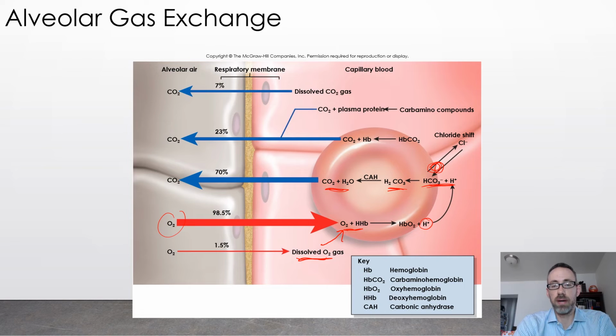Some of the hemoglobin that's bound to CO2 will also dissociate. And then some of the directly dissolved CO2 will move out of the capillary blood and into the alveoli. So the main way in which the CO2 is coming out is from this pathway inside the red blood cell.